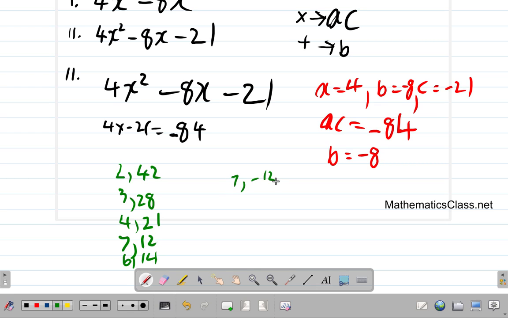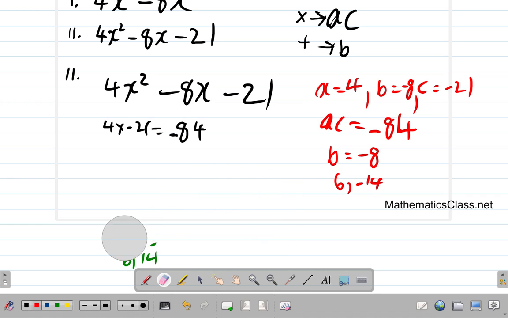What about 7 and 12? 7, negative 12. 7 minus 12. Let's see. 7, 8, 9, 10, 11, 12. Too far. What about 6 and 14? 6 and negative 14. Alright. 6 minus 14. Same as 6 plus negative 14, right? 6 minus 14 is what? 6, 7, 8, 9, 10, 11, 12, 13, 14. Alright. That works. 6 and negative 14 works. So the numbers we're looking for are 6 and negative 14.